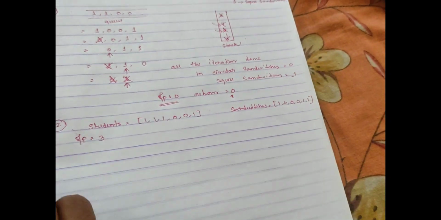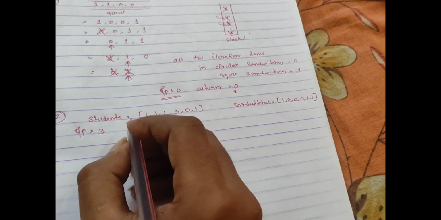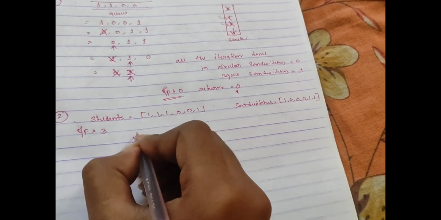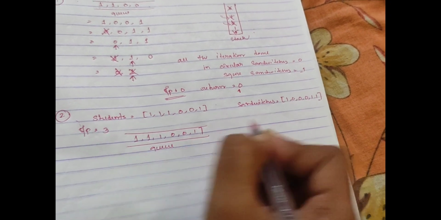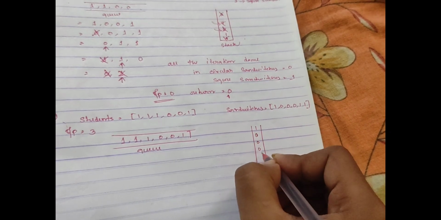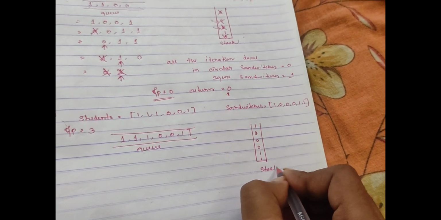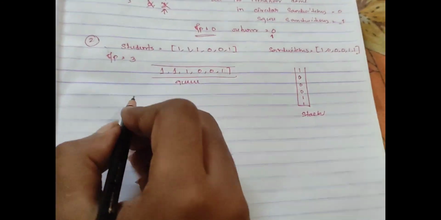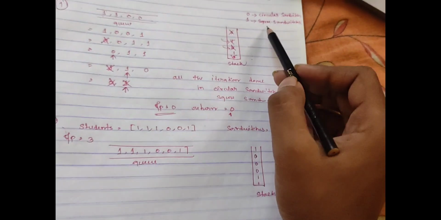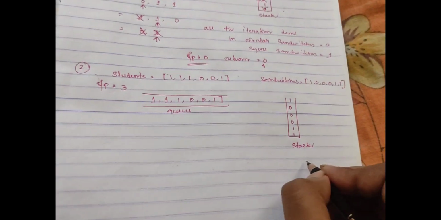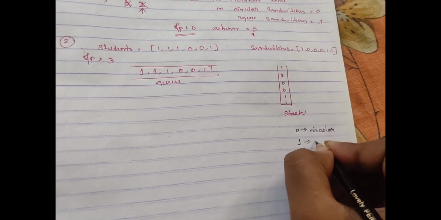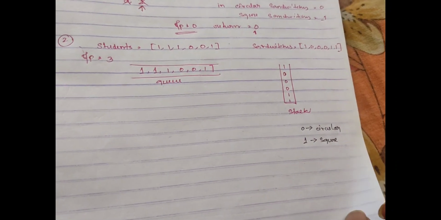So how can we solve the problem? Students are in queue form, so we keep them in a queue, and these sandwiches are in stack form: 1 0 0 0 1 1 in the stack. Now we just check the square sandwiches, as we said in the previous one. So we write it there: 0 is circular and 1 is square.